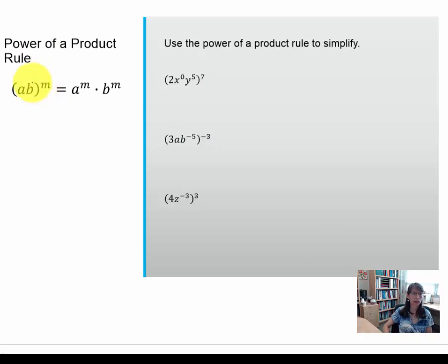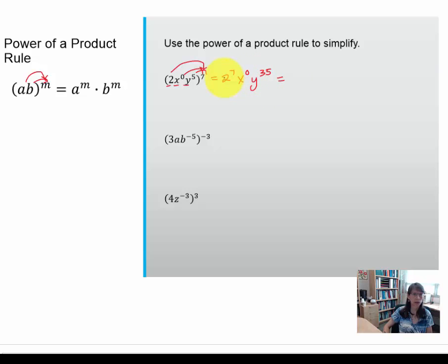With the power of a product, we have more than one base being raised to a power. So each base individually is raised to the power. In our first example, we have a base of 2, base of x, base of y. So don't forget that the numerical coefficient also has to be raised to the power. So we would have 2 to the 7th, x to the 0 times 7 is still 0, and then y to the 5 times 7 would make 35.